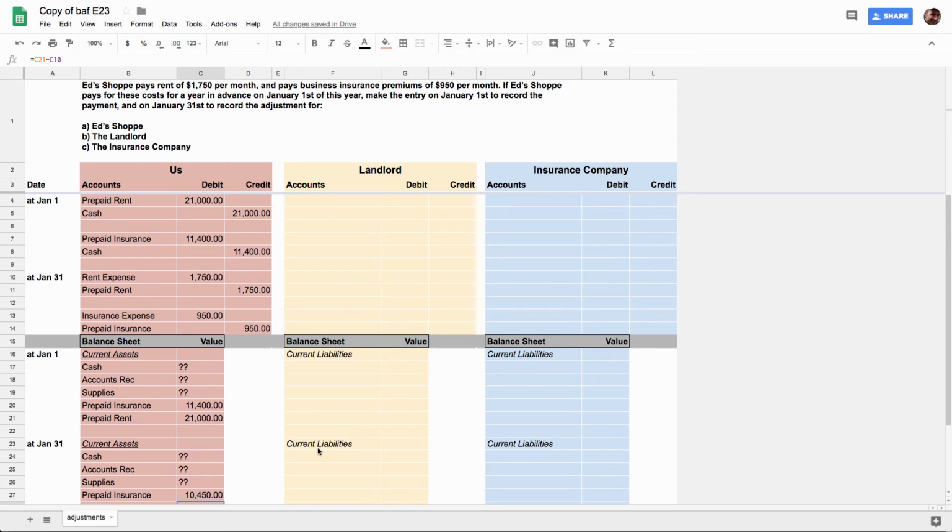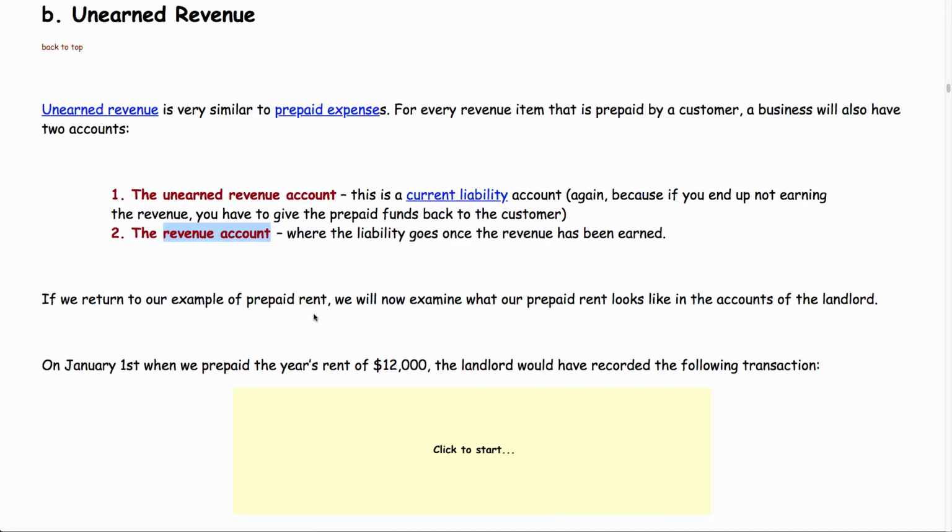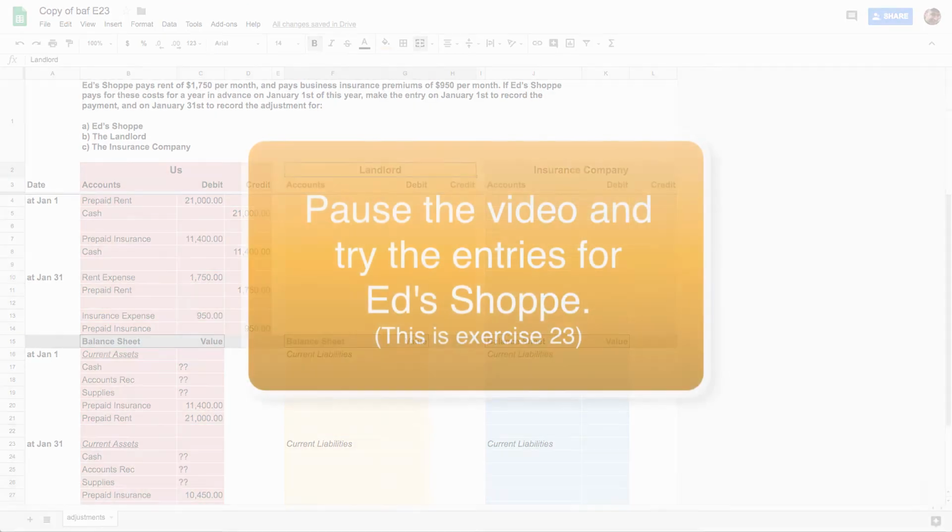Try the other companies. Again, pause the video and try what the perspective would be for the landlord. This is now the unearned revenue side, right? Whatever happened for the prepaids, for the landlord or the insurance company, those prepaid expenses for Ed's shop would be unearned revenue at the time for those companies. Then play the video and see how you do.